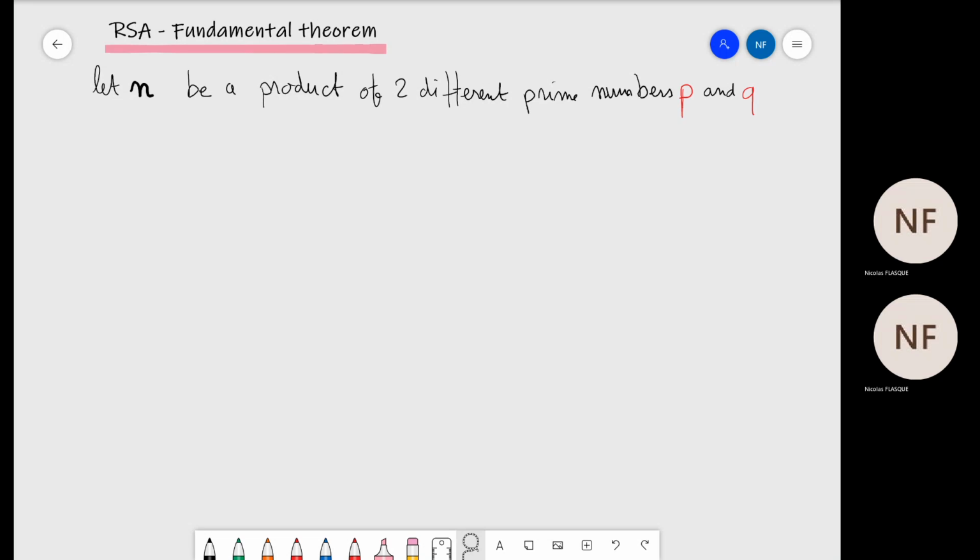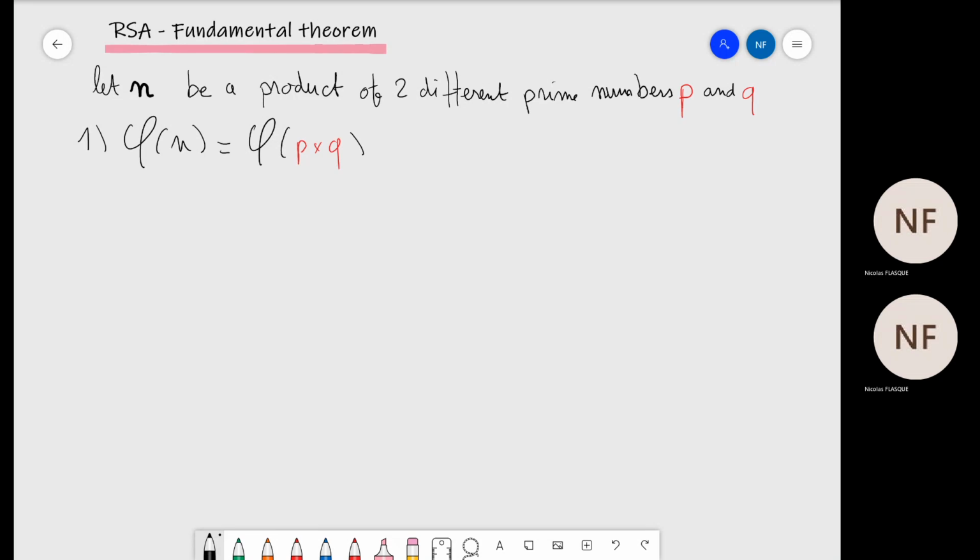Actually, we will take a hypothesis which is necessary to RSA: to consider some integer number n as a product of two different prime numbers named p and q. Before I present the theorem itself, let's make a little reminder about phi of n. Once again, we will use phi extensively through this chapter. So phi of n is phi of p times q.